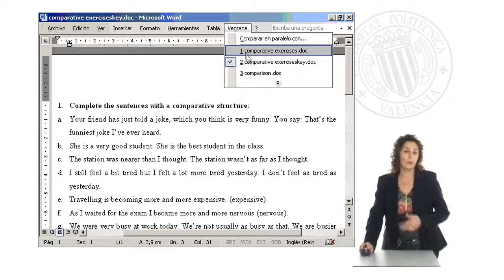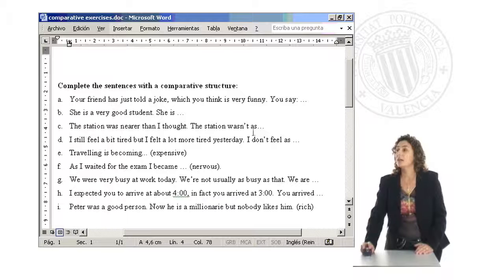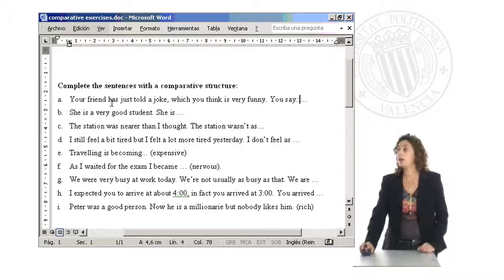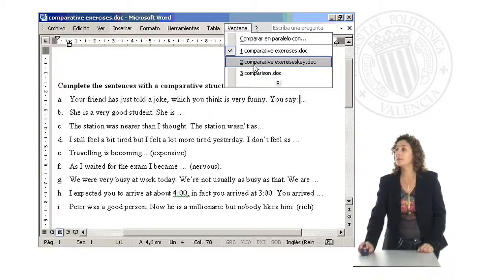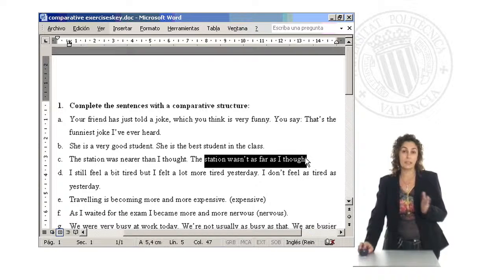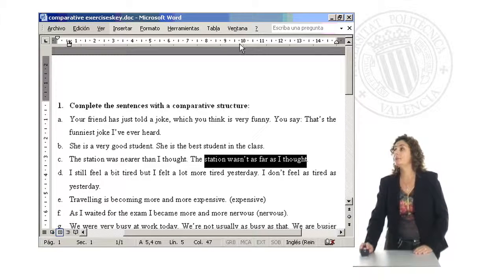You can do other sentences. You can say comparison in other ways, but these are just examples. The station was nearer than I thought. Then, now the comparative structure. The station wasn't as far as I thought. Then the inferiority form. Not as, right?